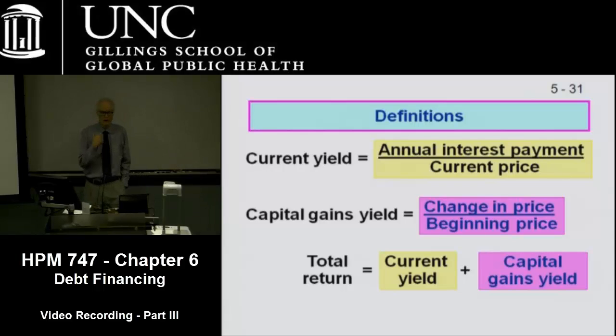Well, when you look at the financial pages, you can see current yields and capital gains yield on different kinds of bonds. So the current yield is simply the coupon payment you're going to get. For a 10% bond, it's $100 over whatever the price is. That's the current yield. That's the amount of return you get if you bought the bond today. And the capital gains yield is the change in price from the beginning of the year to the end of the year. And the total return on the bond is the sum of those two things.